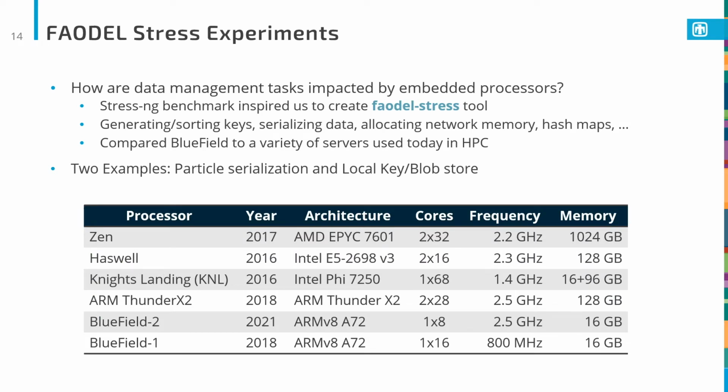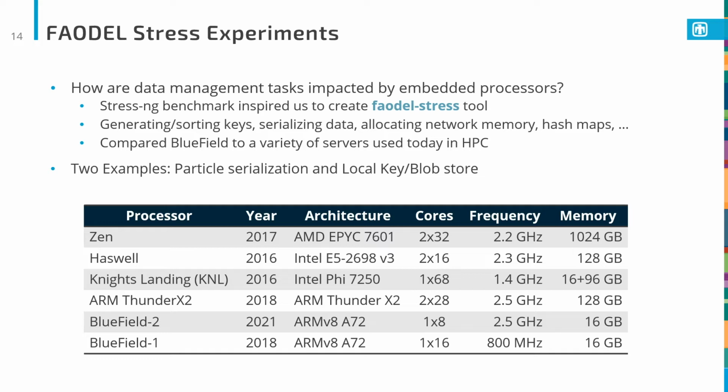The initial results from the injection tests motivated us to conduct additional experiments and learn more about how data management tasks are impacted by the embedded processors found on the SmartNIC. Taking inspiration from the StressNG benchmark, we constructed a new tool called Feodal Stress that extracts a number of core functions from Feodal and measures how many operations per second can be performed as we scale the number of worker threads. Feodal Stress includes a variety of common data management tasks, such as generating and sorting keys, allocating network accessible memory, and manipulating in-memory hash maps.